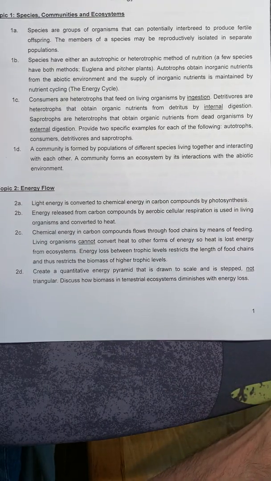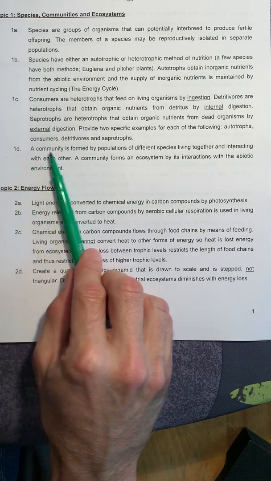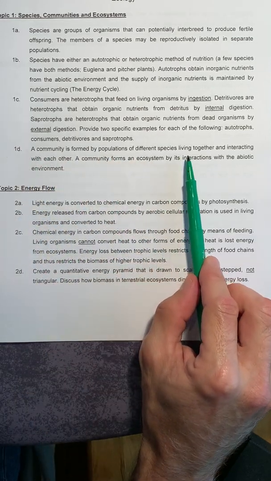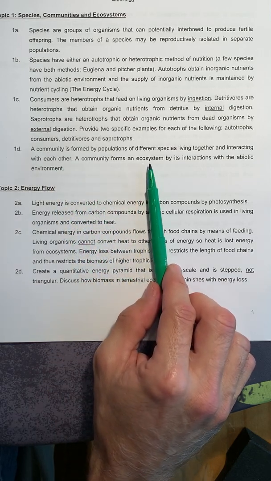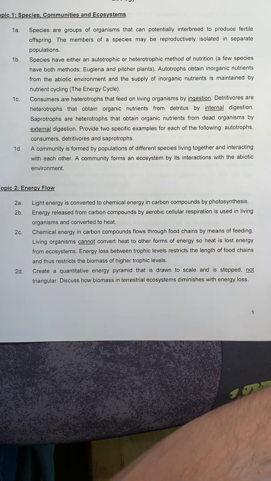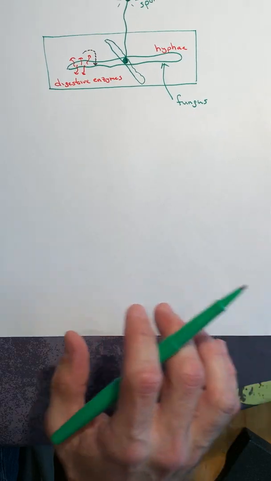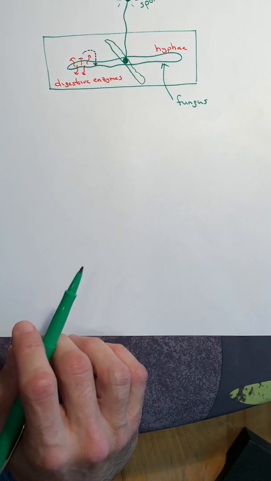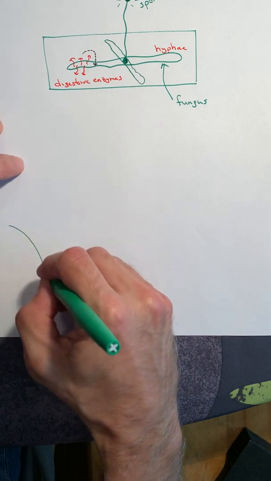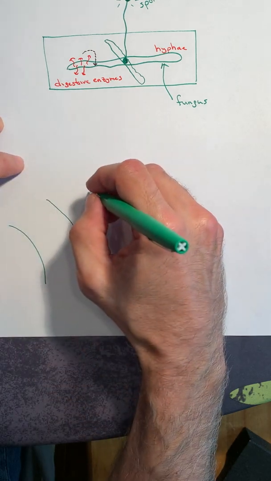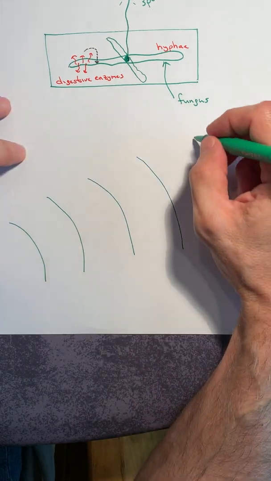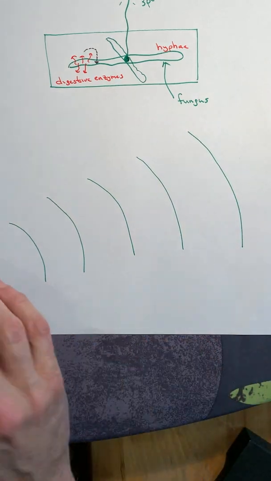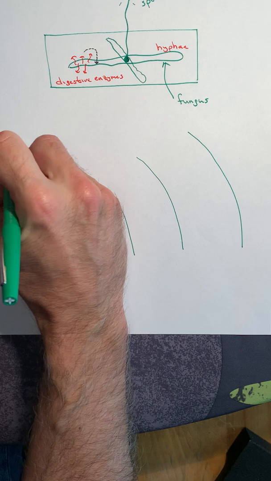So then 1D. 1D says a community is formed by populations of different species living together and interacting with each other. A community forms an ecosystem with its interactions with the abiotic environment. Once again, words. Let's see how these words relate to each other. So what you want to create is a 6-layered diagram. So there's 1, 2, 3, 4, 1, 2, 3, 4, 5. That's so funny. How many times have I drawn this and I still have to count it? Okay, so these are layers, and this is question 1D.